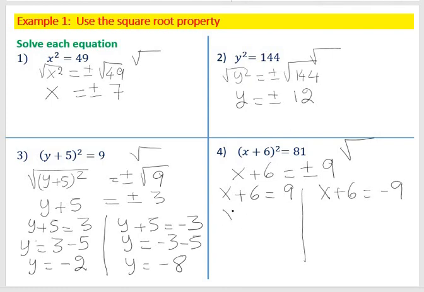Now here, x equals 9 minus 6, because I move it to the other side of the equal sign. And this means that x is equal to 3. And here, x equals negative 9 minus 6. And this is x is equal to negative 15.